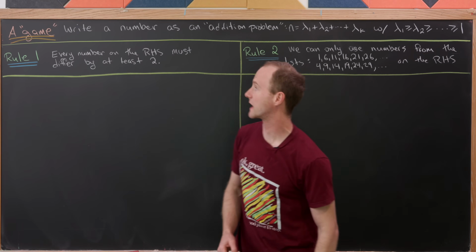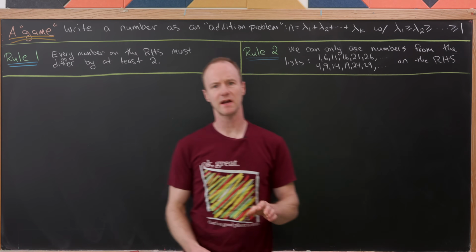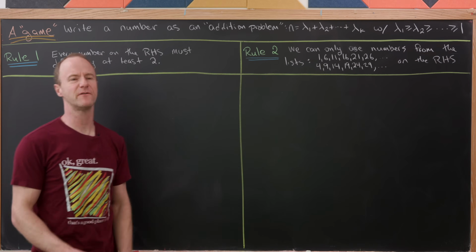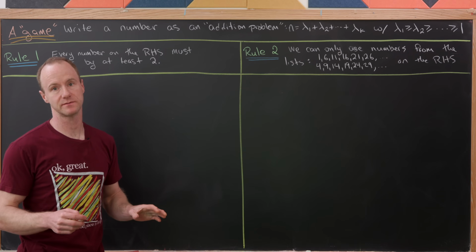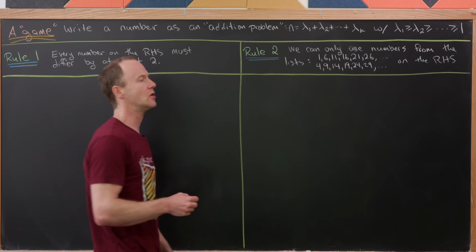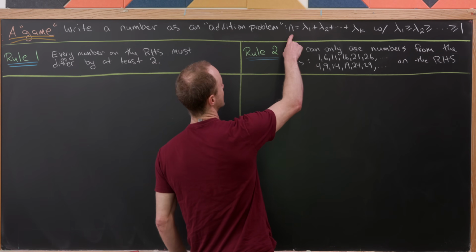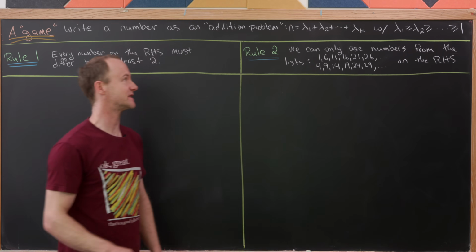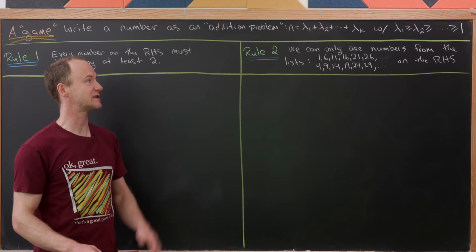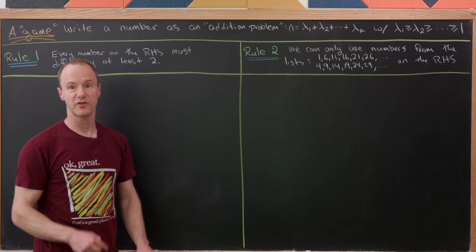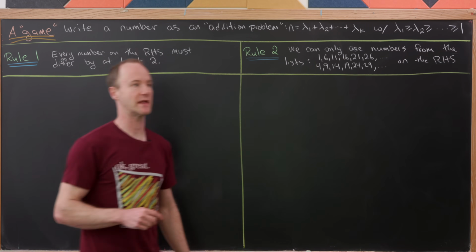Let's start out with a little game. So we're going to take a positive integer, or maybe a few positive integers, and write them as addition problems. So what do I mean by that? Well, we're going to expand, for instance, a number n into this sum, lambda 1 plus lambda 2 plus lambda 3 up to lambda k, where there's some ordering on the numbers lambda.